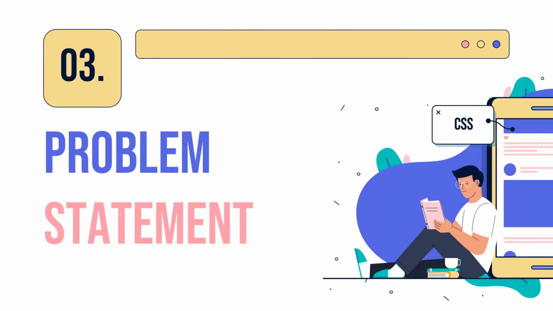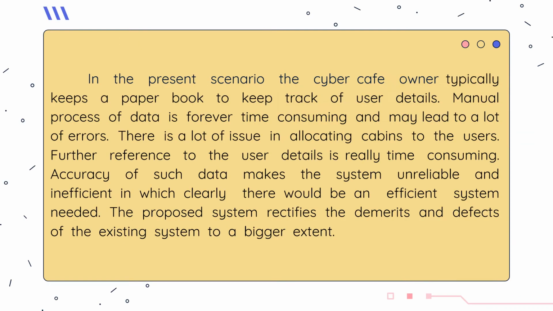So there must be a reason why a Cybercafe management system is needed. In these slides, we will figure out the statement of problems faced at the cybercafe. In the present scenario, the cybercafe owner typically keeps a paper book to keep track of user details. Manual processing of data is always time-consuming and may lead to a lot of errors. There are a lot of issues in allocating cabins to the users. Further, referring to the user details is really time-consuming. The accuracy of such data makes the system unreliable and inefficient, so clearly an efficient system is needed. The proposed system rectifies the demerits and defects of the existing system to a large extent.